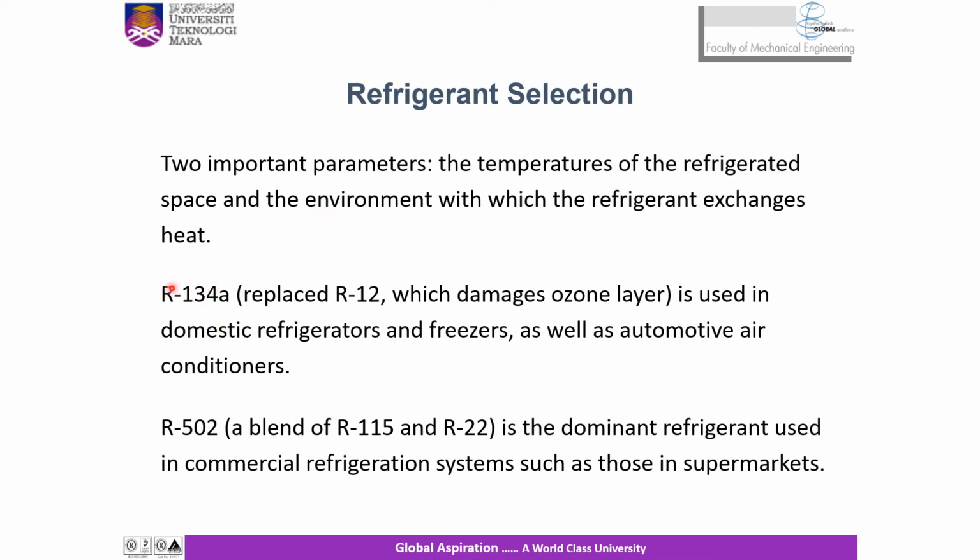We have R134a, which we will be discussing extensively in this chapter. It has replaced R12, which I've told you earlier is chlorofluorocarbon based. It damages the ozone layer, and R134a is mainly used in domestic refrigerators as well as automotive air conditioners. R502, which is a blend of two refrigerants, is mainly used in commercial refrigeration systems such as those in supermarkets, shopping malls, factories, and so on.